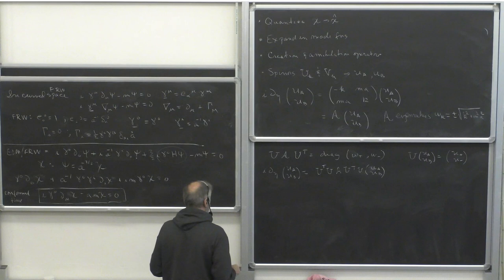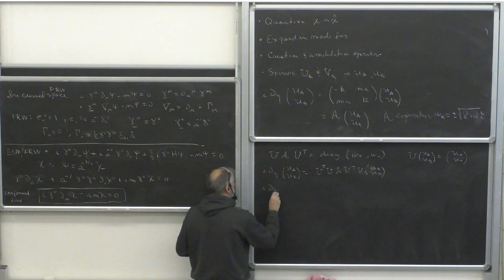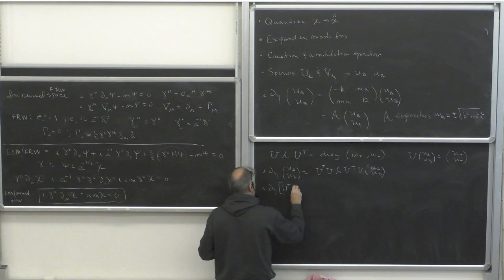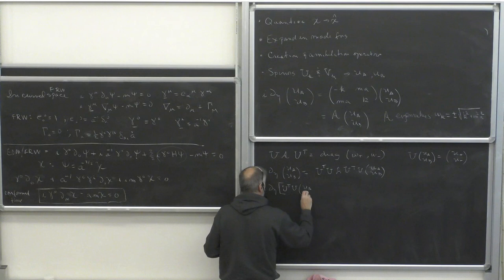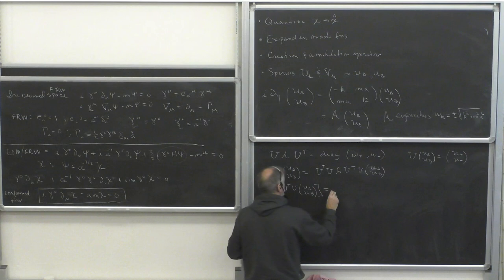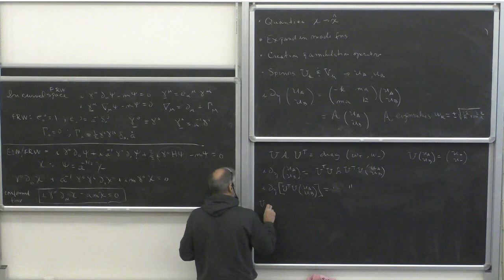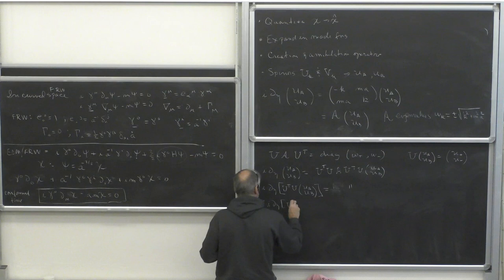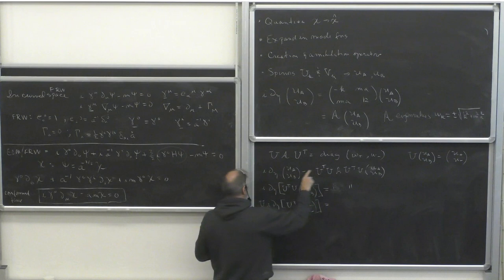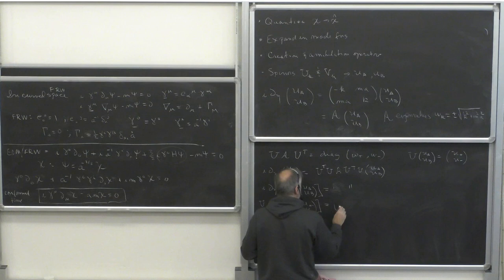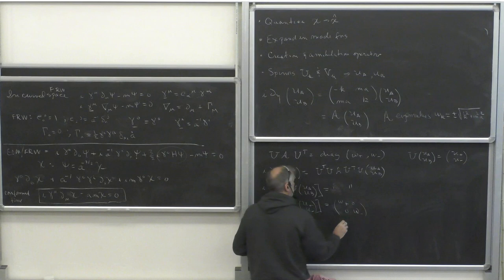So let me do a little bit more. U transpose U is the identity, of course, is equal to this. Now let me multiply both sides by U. I can identify this as U plus and U minus. I multiplied both sides by U, so that's going to cancel this. And U A U transpose is going to be omega plus and omega minus, and U times UA and UB is going to be U plus and U minus.